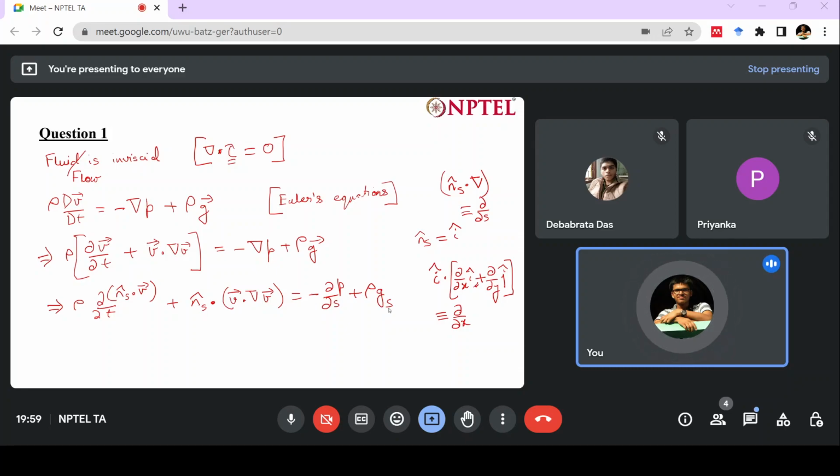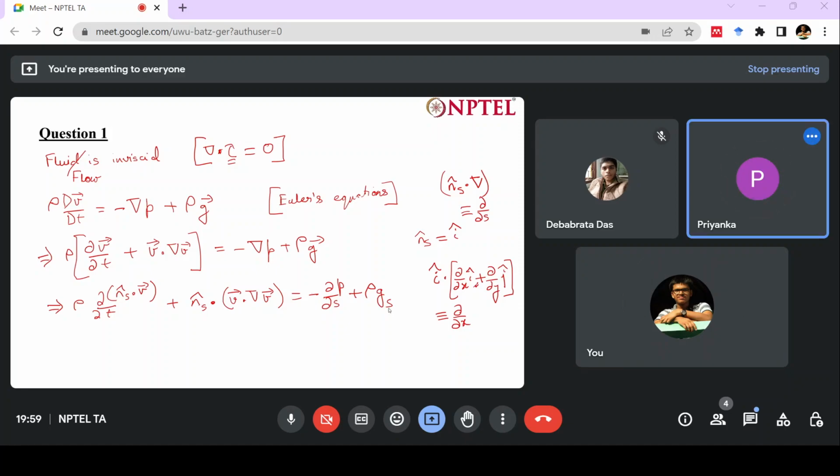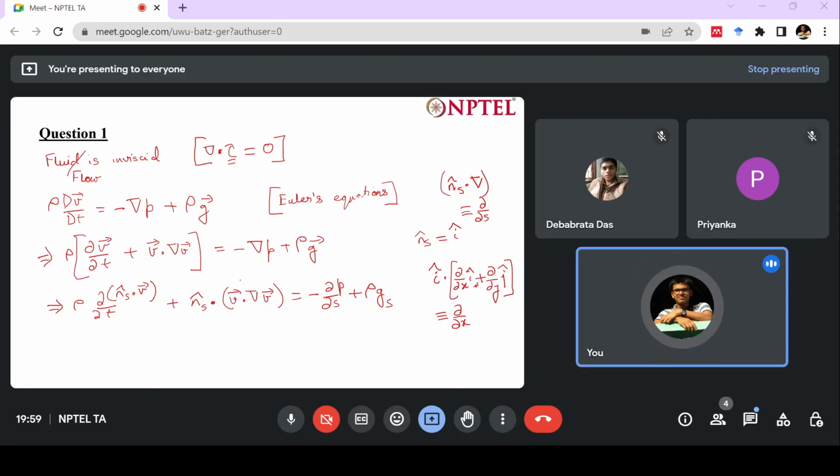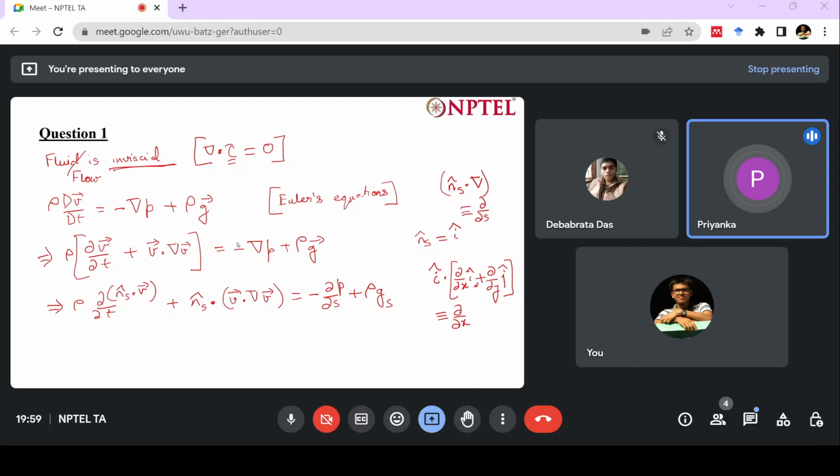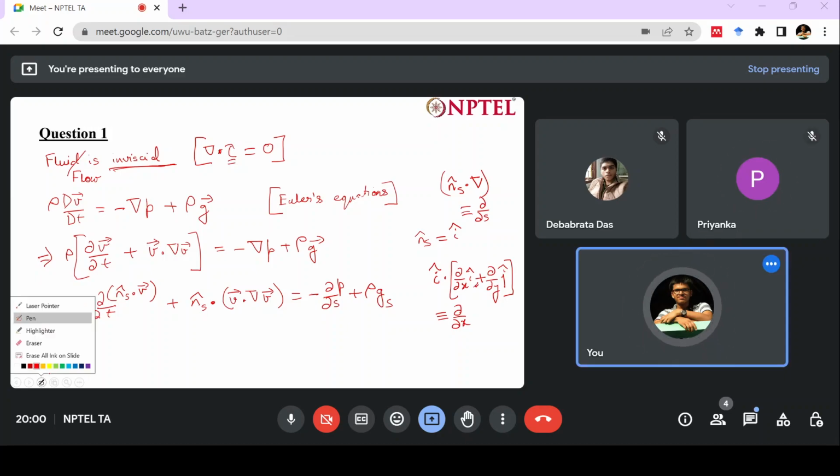Is any other assumption there for Bernoulli's equation apart from this being along a streamline? Inviscid flow. Inviscid flow is obviously there, but we have already taken that while deriving the Euler's equations itself. Anything else? It should be steady flow, sir. Yes. So this should be a steady flow as well. If we take steady flow, then this term will be absent.